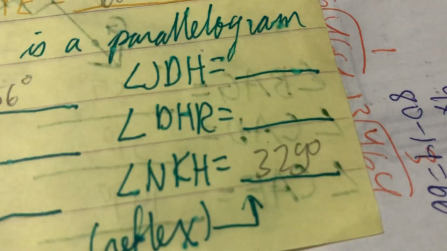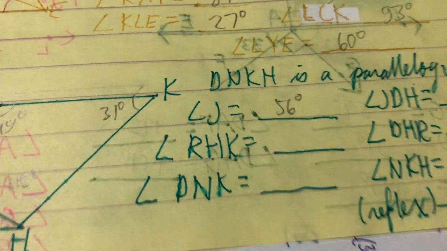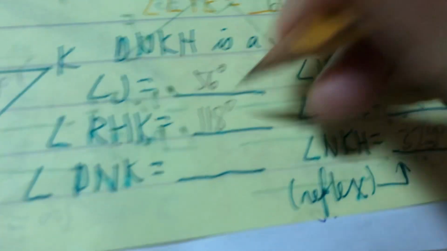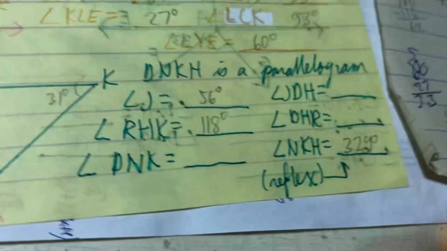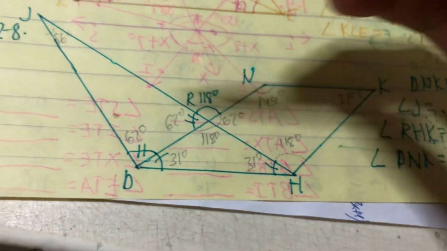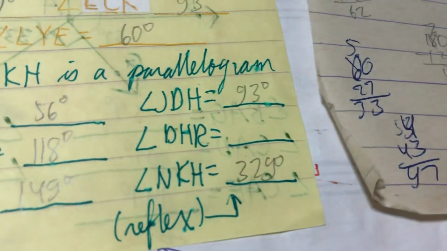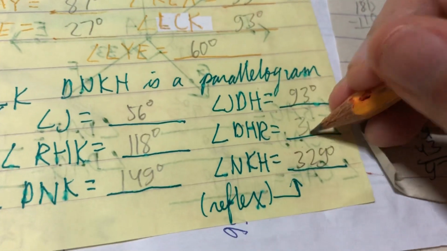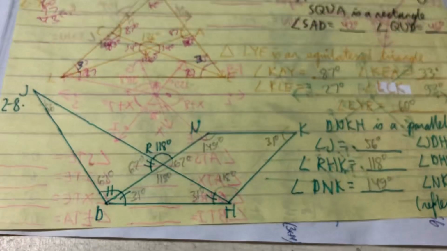So I'll put my phone down, because I can't hold my phone and my pencil at the same time. Okay? Now let's solve for the other angles. RHK, that's 118 degrees. DNK, 149 degrees. JDH, of course, 93 degrees. Last but not least, DHR, 31 degrees. And that's it. Thank you so much for watching.